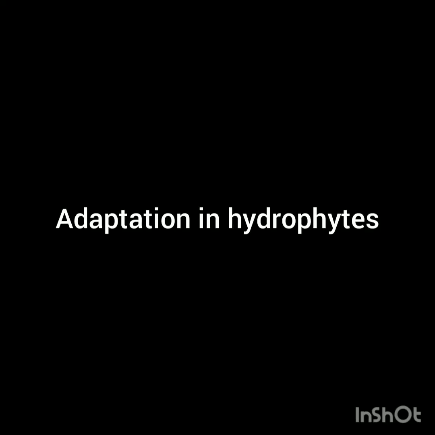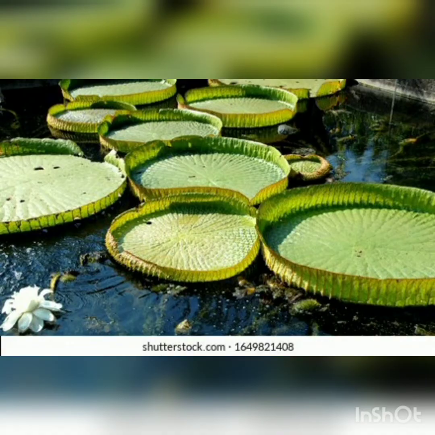So now let's discuss the adaptations you find in these hydrophytes. The floating leaves of hydrophytes are very large and flat. The upper surface of these leaves have a waxy coating which makes them waterproof. We have studied in the chapter leaves that small pores are present on the leaves which are called stomata and they help in the exchange of gases.